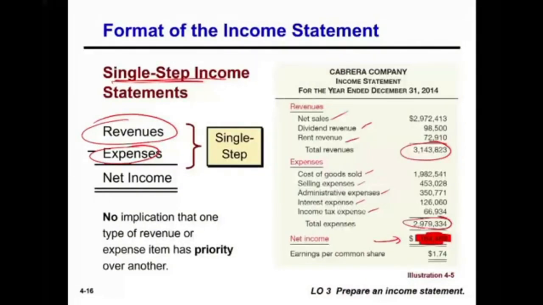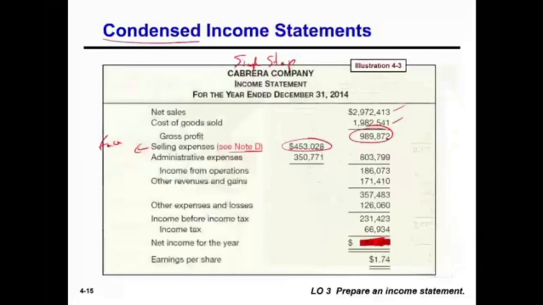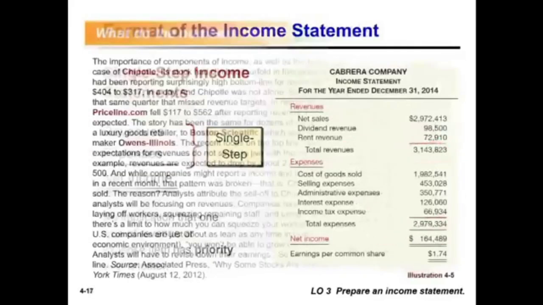And basically, the condensed income statement is used because you don't want to show too many things. Sometimes you have a lot of expenses, and if someone is interested, they will go to the note to look at your expenses, but you don't want to overwhelm them. Okay.